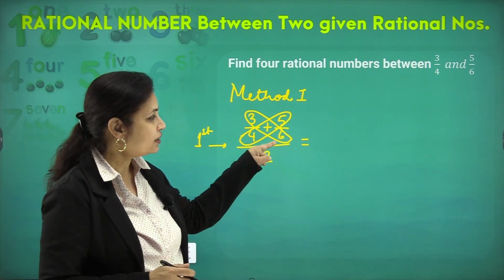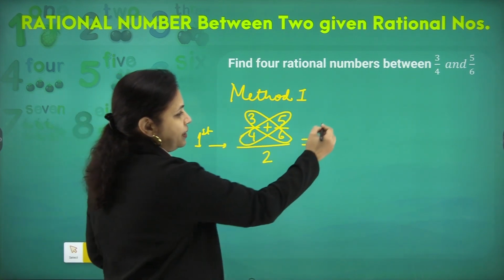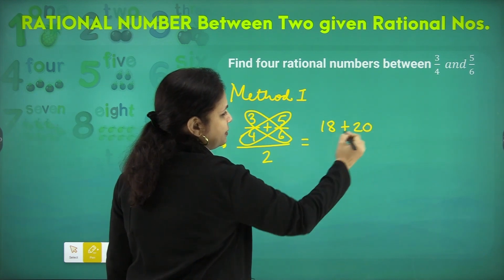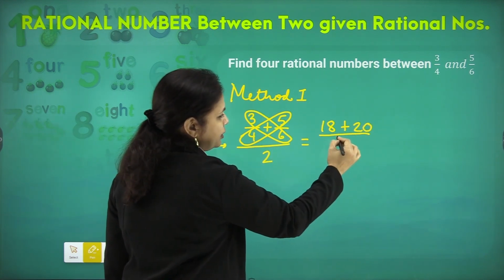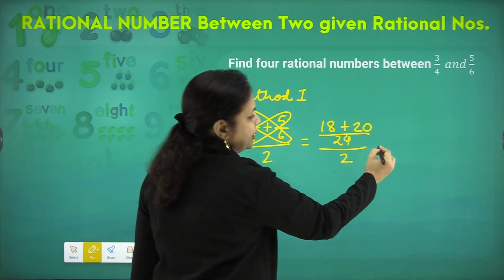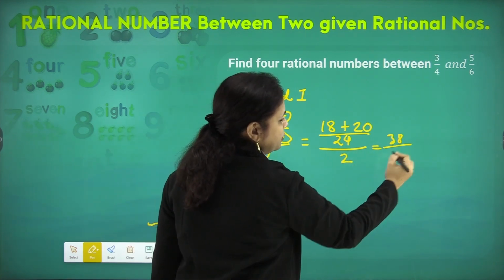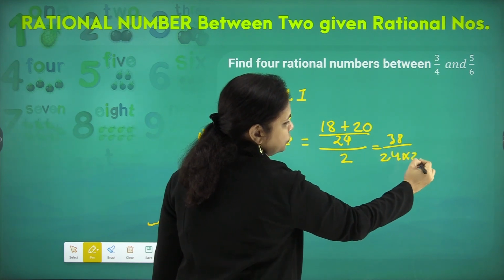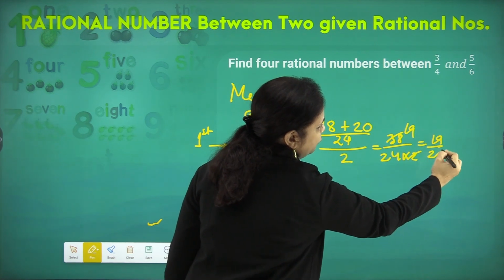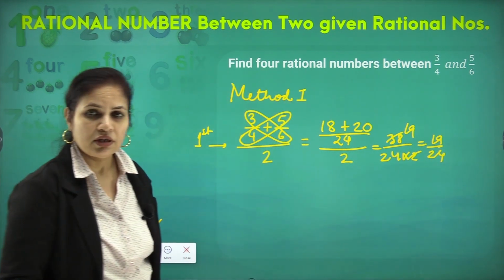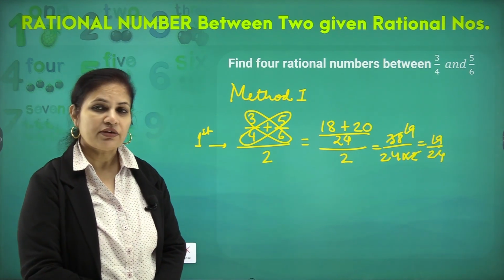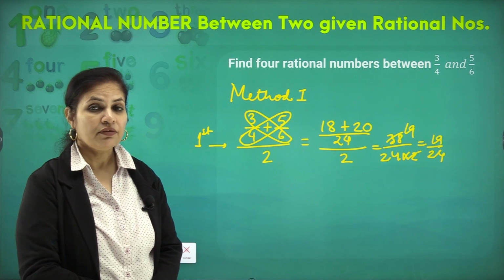In the butterfly method, I will multiply 6 with 3 to make it 18, 4 into 5 which will give us 20, upon 4 into 6, that is 24, divided by 2, that is 38 upon 24 into 2. So, I will get 19 upon 24 as the first number. But this method 1 will be quite tedious to find the rational numbers between two given fractions.